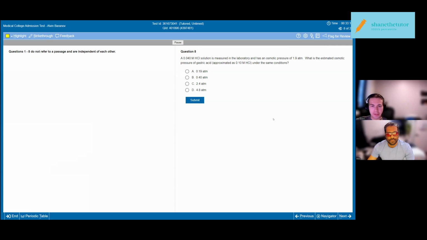All right, next is this. I know this has to do with the pi equals iMRT equation. That's all I really know. Now, what does the i represent? How many ions it dissolves into?